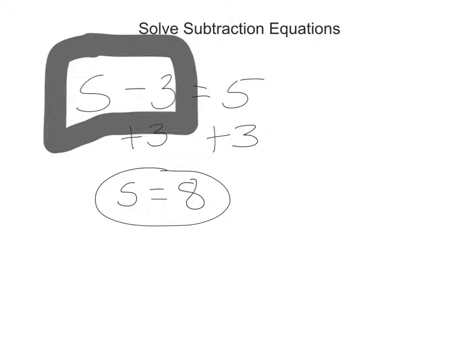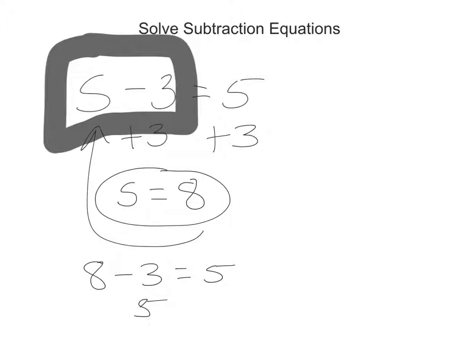Now you can check this by plugging in the value that you got back into the original equation and say 8 minus 3 equals 5. Well, 8 minus 3 is 5. Let me fix that. So then we know that our answer was correct, because 5 equals 5.